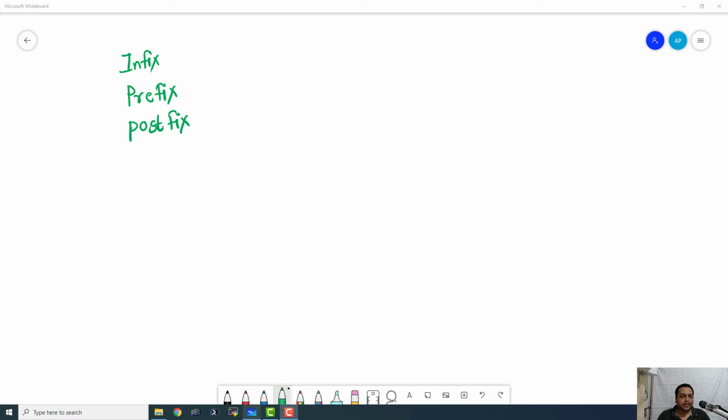Before getting into infix, prefix, and postfix, we need to understand what an expression is. We can write a mathematical expression with something like a plus b.